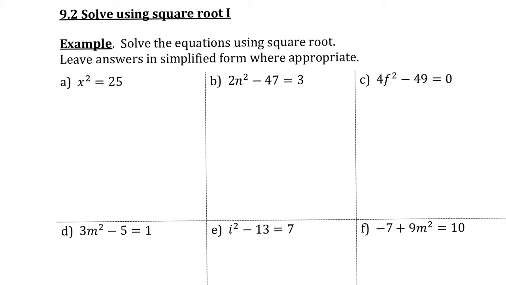To solve quadratic equations using square root, which will be a new strategy for us. Sometimes you can use more than one method, sometimes only one method will work. We are going to leave our answers in simplified form where appropriate. Okay, so go ahead and look at A.